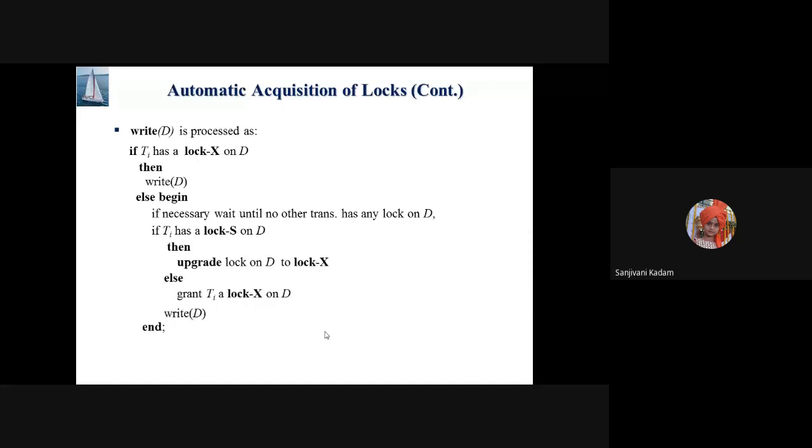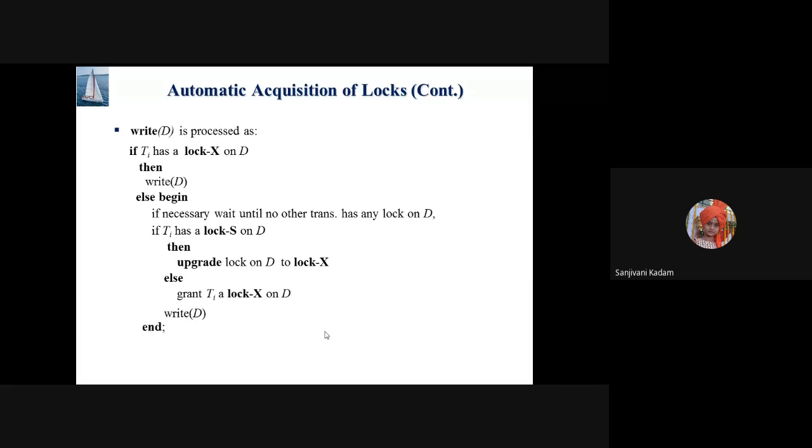If the exclusive lock is available, it will directly proceed with writing the data item. If it is held in shared mode, it will check whether it is possible to upgrade from shared to exclusive. That is possible only if no other transaction, such as TJ, is holding a shared lock on that data item. If so, it will wait until the shared lock can be upgraded to the exclusive lock. Then, after upgrading the lock, it can perform the write D operation.